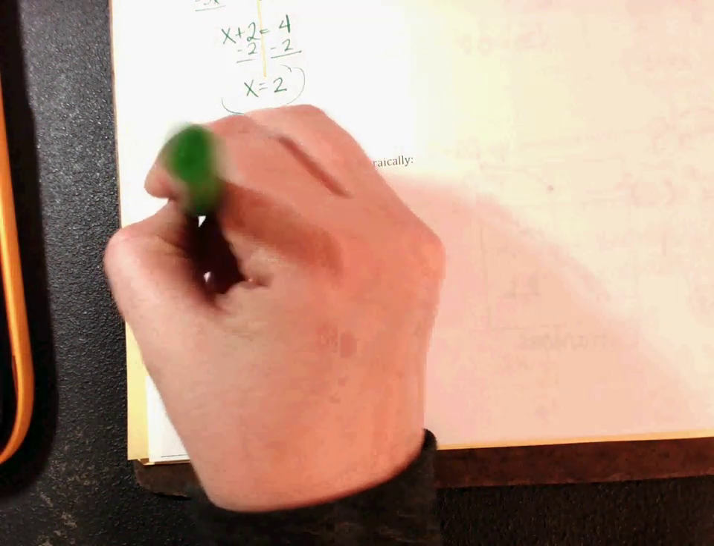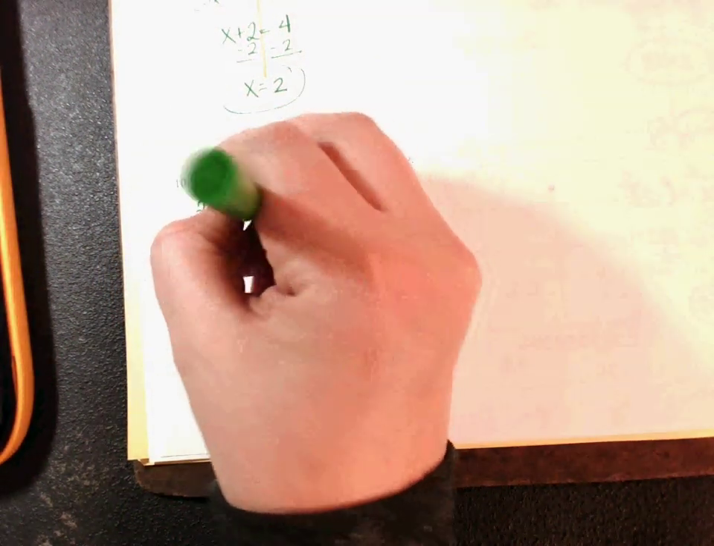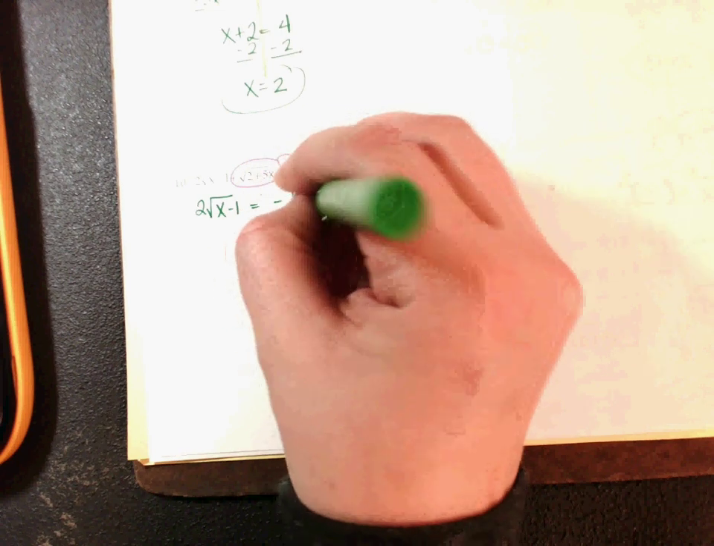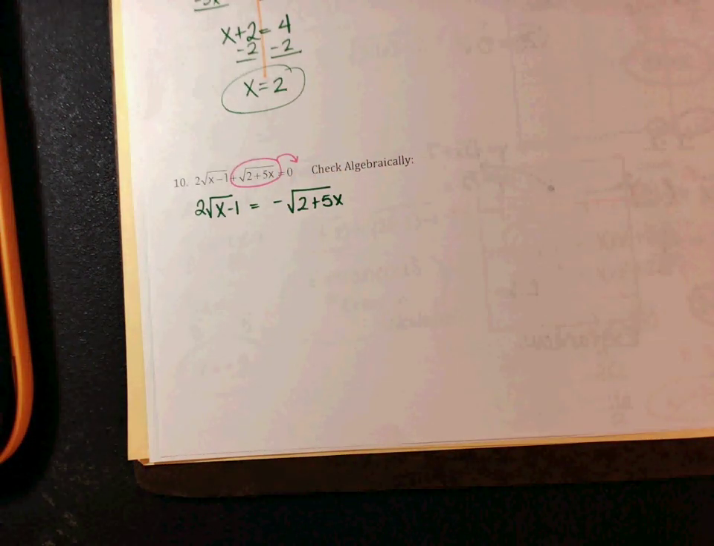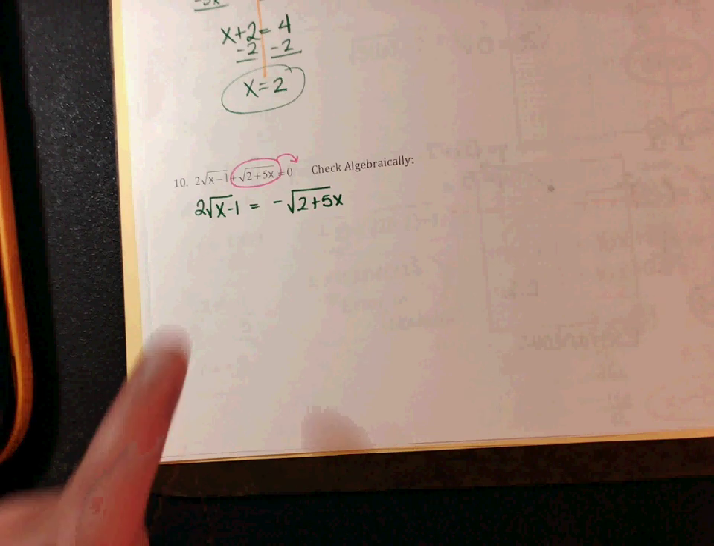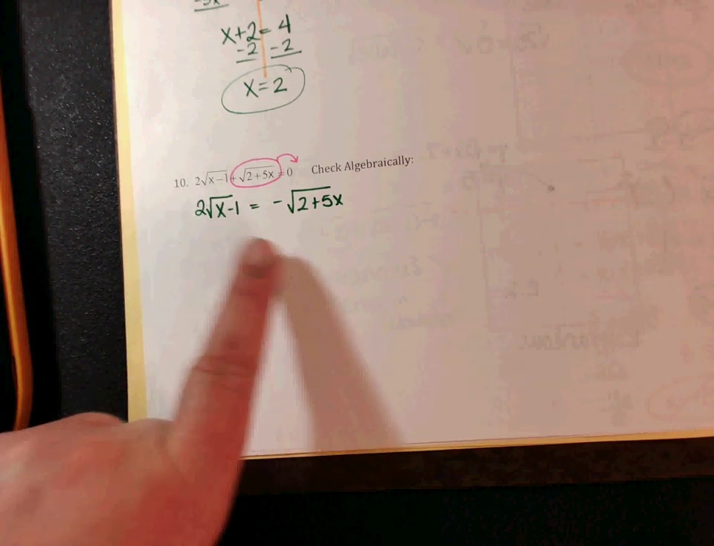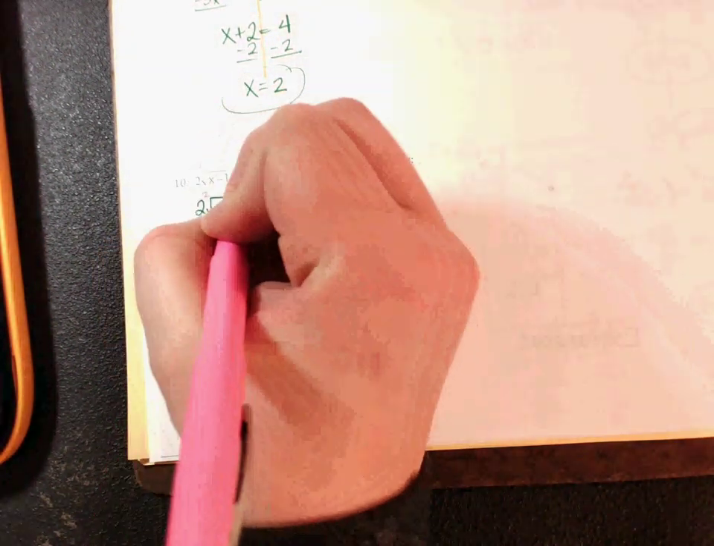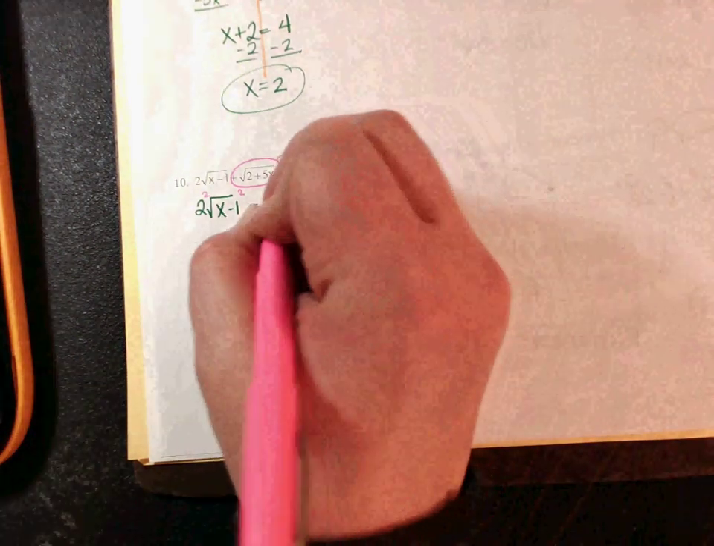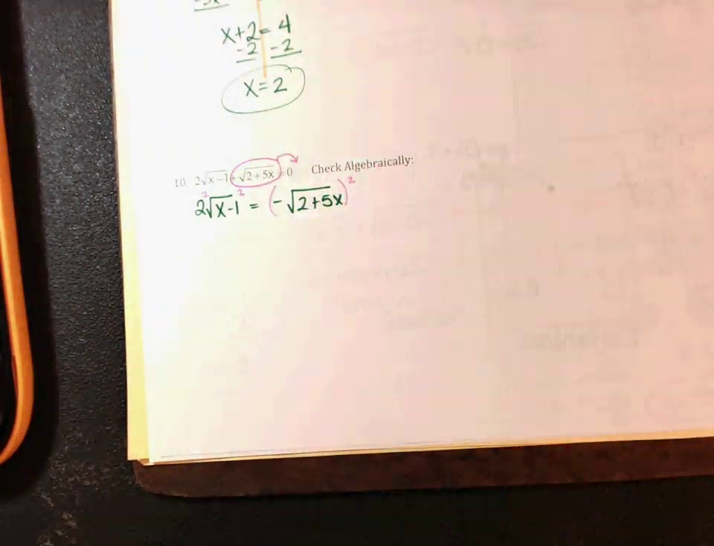So it'll be 2x minus 1, negative 2 plus 5x. Now, the negative in the front doesn't matter because when I square, what's going to happen? It's going to cancel out anyway. But can I get rid of this 2? Not if that's a square root. So when I square, I'm going to have to square that 2 as well. Okay? So I'm going to do squared, squared, and then squared.